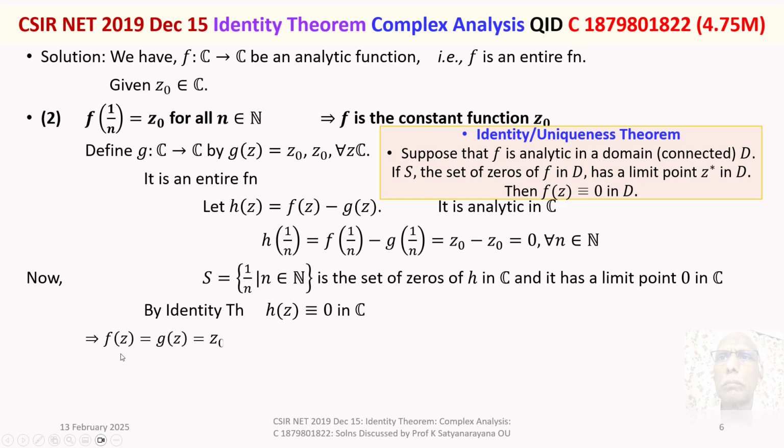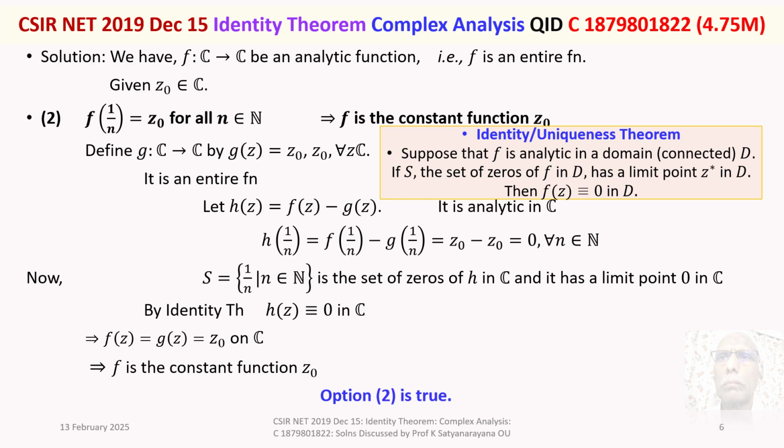Agreed. So that means h of z is identically equal to 0, meaning f of z minus g of z is identically equal to 0. That means f of z is identically equal to g of z. And what is g of z? g of z is equal to z naught on C. So thus f of z is coming out to be a constant function that sends every element z belonging to C onto z naught. So that means f is the constant function z naught. Agreed. So thus the option 2 is true.